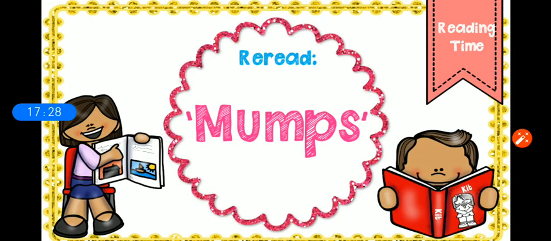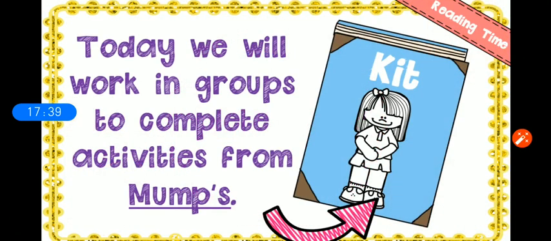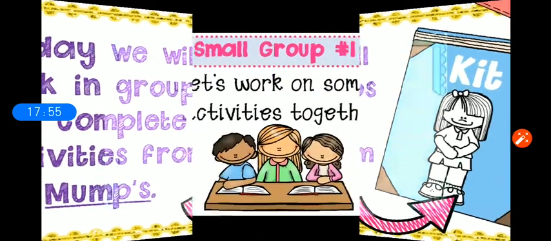Now, today we're going to reread Muffs. Okay? You know where it is in your book, right? We're going to reread that story, Muffs. Today we will work in groups to complete activities from Muffs. Remember earlier I told you you should get into groups. Do not let mommy and daddy go yet. Tell them they'll be reading with you. Tell your brother or your sister or your friend. Tell them not to go yet, that we're going to reread Muffs, okay?